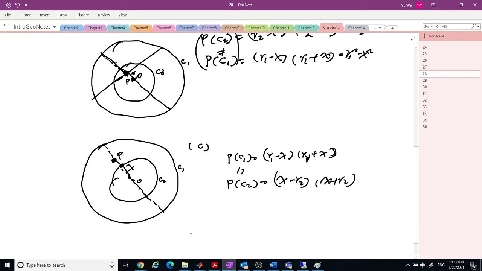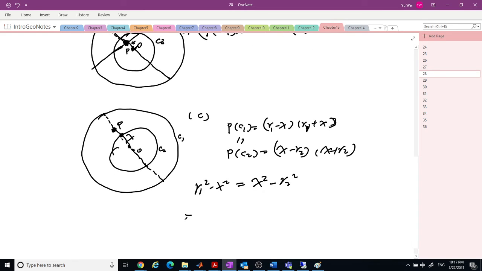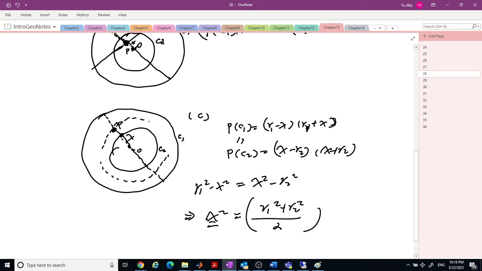So now let's solve this one. The power of the point P to C2 is equal to that to C1. Then we have R1 squared minus X squared is equal to X squared minus R2 squared. Now we can solve: X squared equals R1 squared plus R2 squared over 2. So now you can see the locus of points with equal power is a circle, concentric to O, with radius X equal to the square root of (R1 squared plus R2 squared) over 2.